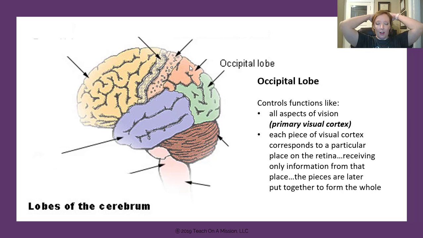If you keep going back, in the very back, directly behind your eyes, which makes a lot of sense, is your occipital lobe. This controls functions like any aspect of vision. It's also called your primary visual cortex. Each part of your visual cortex corresponds to a particular specific part of your retina, and is going to only receive information from that part of the retina. We will get more into the retina and what it does in the eye when we get to sensation and perception. But just understand that what happens in the brain is where all of those pieces that are being sent to your brain from the retina are put back together to make sense.